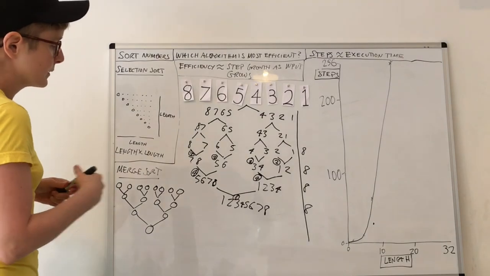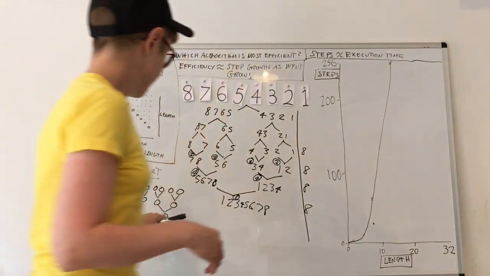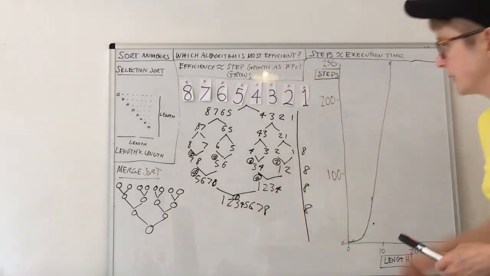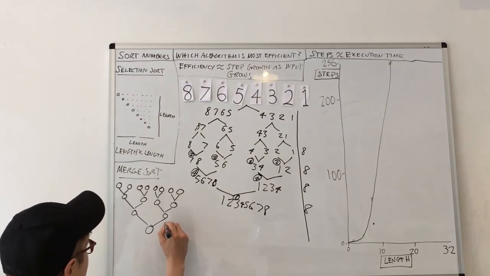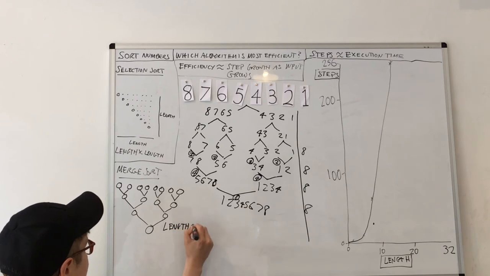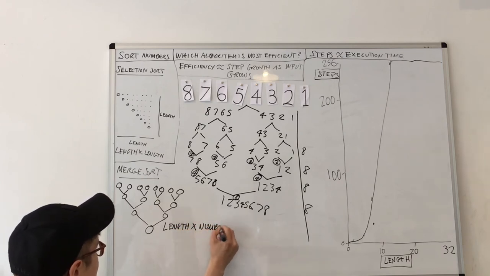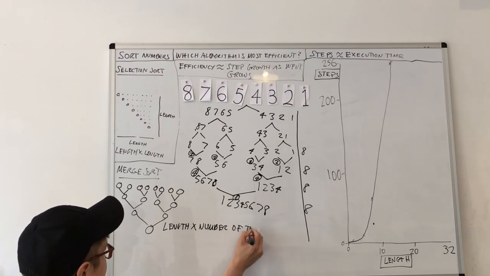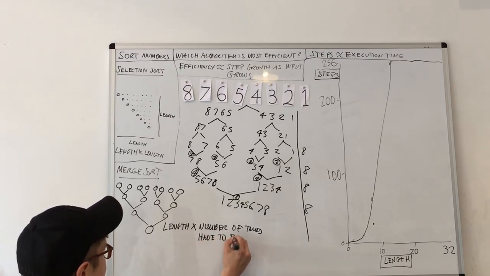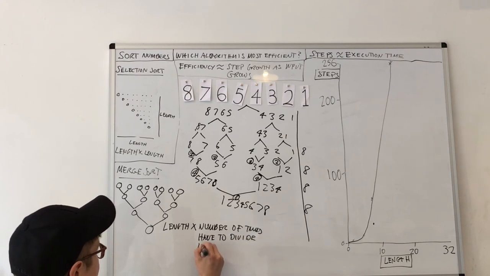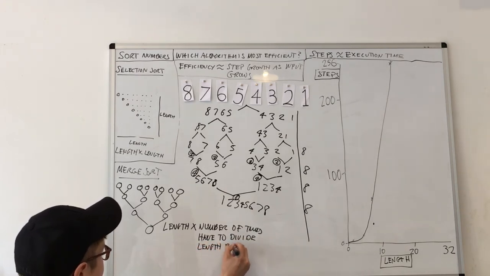So the number of layers for 2, we decided, was just going to be 2. Remember, it's going to be length times that. Let's actually write out the formula. So our formula is going to be length times the number of times to divide length by 2 to get to 1, plus 1.